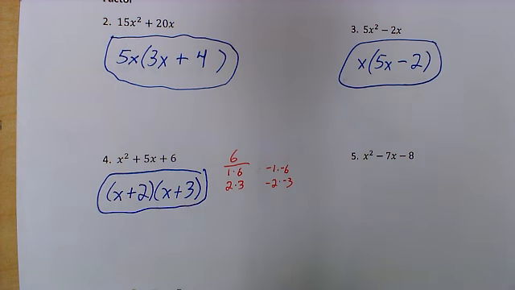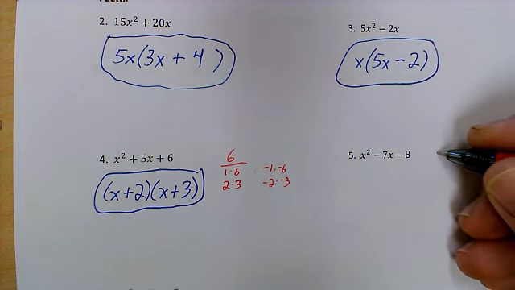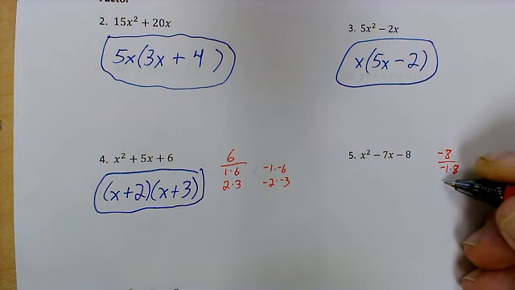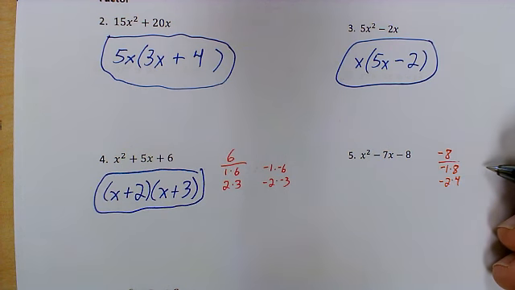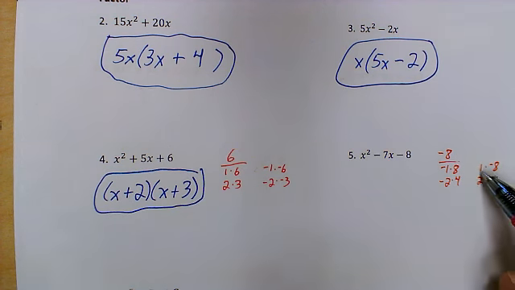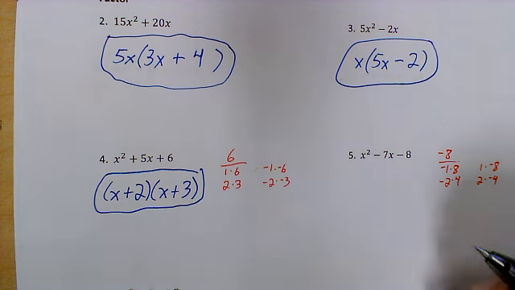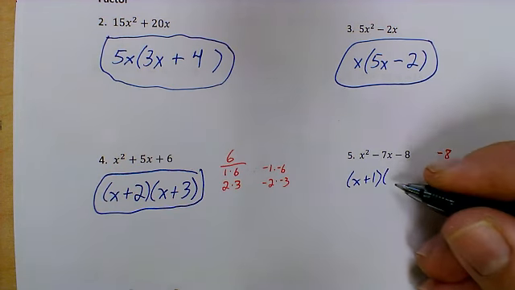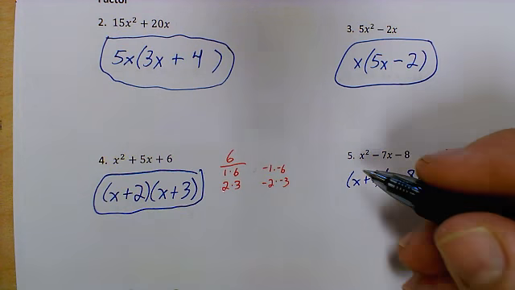Now looking at number 5, same deal, no greatest common factor. So I'm going to look at factors that multiply to negative 8. So I've got negative 1 times 8, negative 2 times 4. I've also got 1 times negative 8 and 2 times negative 4. Now the pair that will add to negative 7 is 1 times negative 8. So I'm going to have x plus 1 and x minus 8 as my factors.